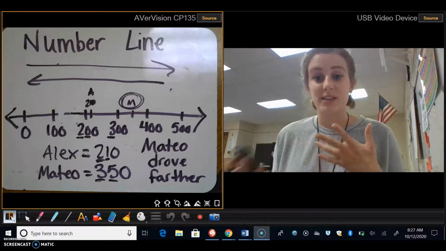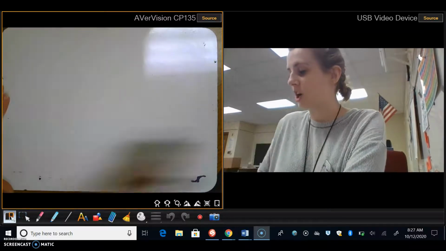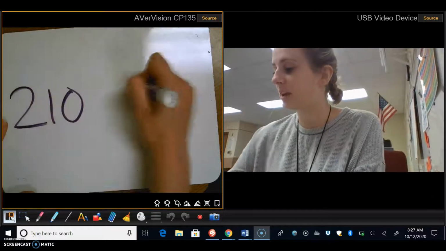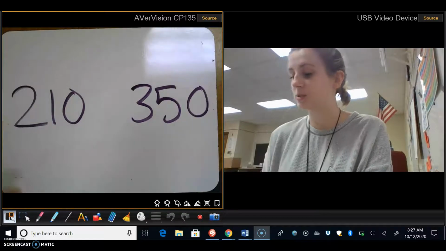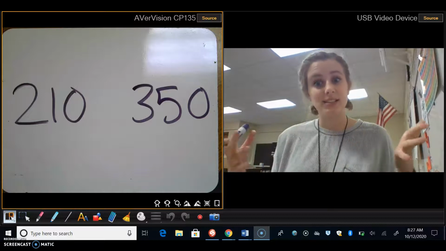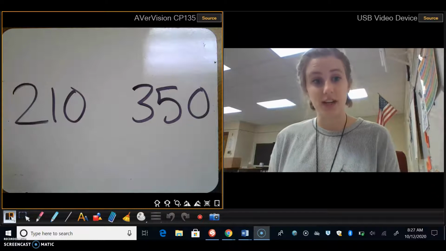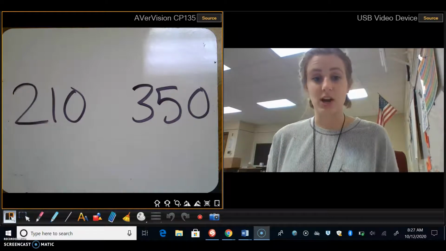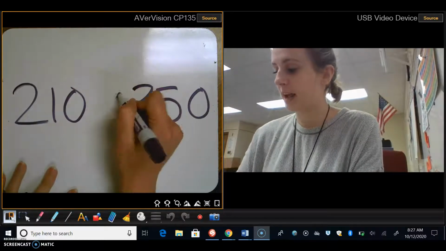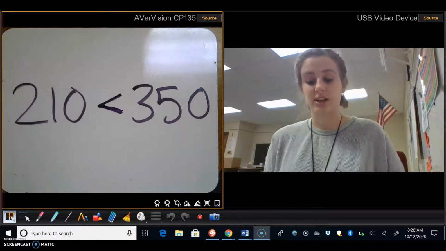So now I want us to think of this with symbols. So I'm going to erase my board. Our numbers were, I'm going to write them down, 210 and 350. I want us to use our greater than, less than, or equal symbol to say it correctly. So we know that 350 is greater than 210. So we want our alligator to eat 350, right? So I'm going to draw my alligator. There he is. So I know that 350 is greater than 210.